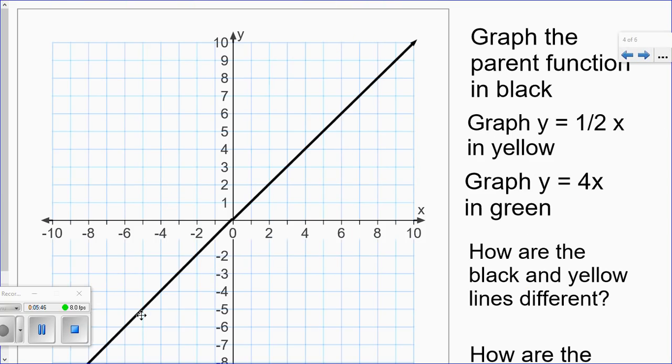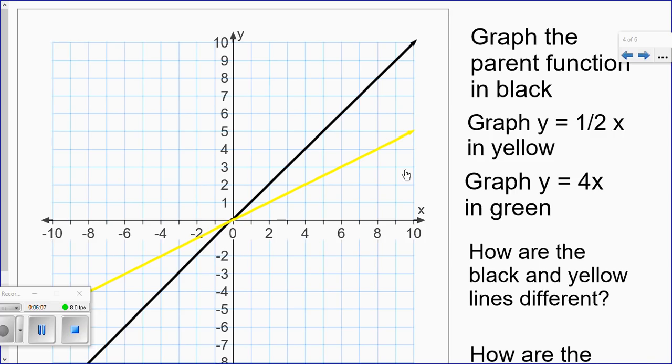So again, we graphed the parent function. I think you guys have a new graph for this one. Please re-graph this line. And now we're going to graph y equals 1/2 x. So the y-intercept is still 0, but we're going to go up 1 and then over 2, or down 1 and over 2. Just going to put us here.